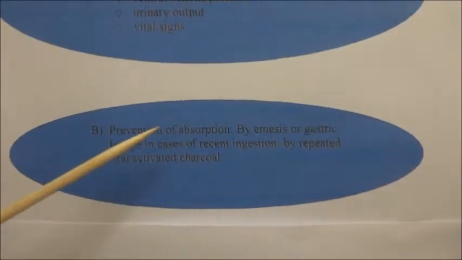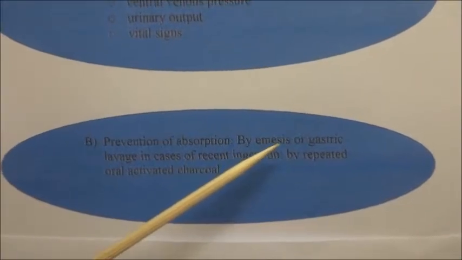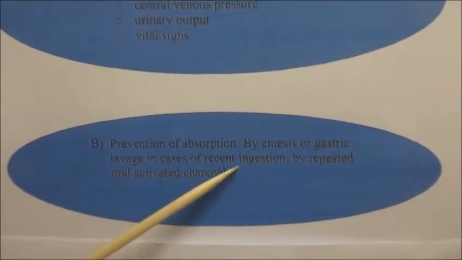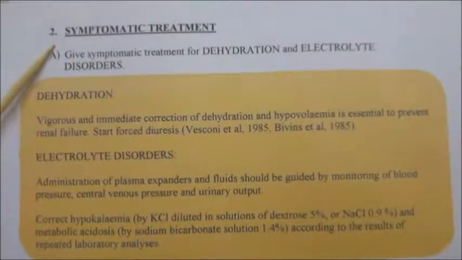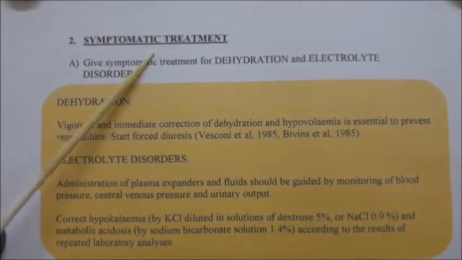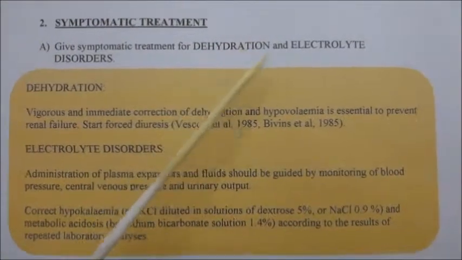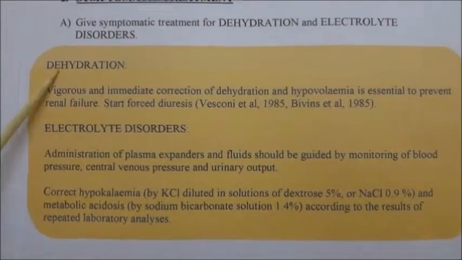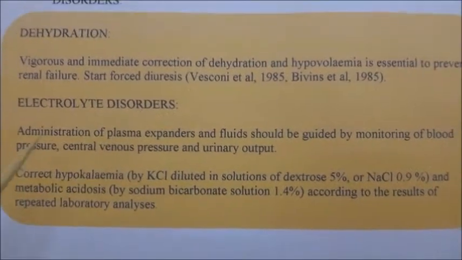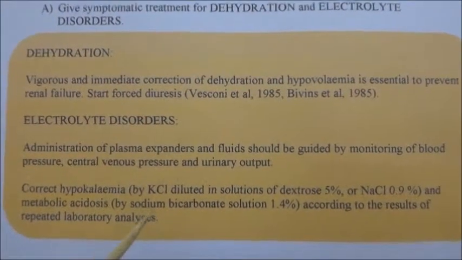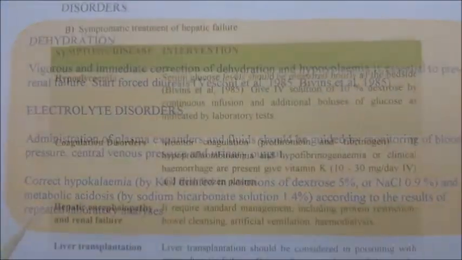We need to prevent the absorption of toxin by emesis or gastric lavage in case of recent ingestion or by repeated oral activated charcoal. Next, we move to symptomatic treatment. We need to give symptomatic treatment for dehydration and electrolyte disorders. For dehydration, we need to start forced diuresis. For electrolyte disorders, we have to correct hypokalemia according to the result of repeated laboratory analysis.